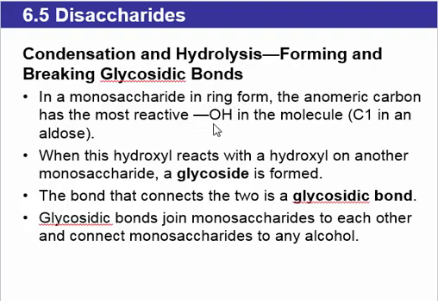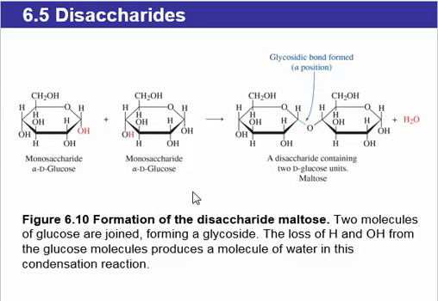The hydroxyl group that is on the anomeric carbon in the ring form is very, very reactive. And this hydroxyl group on the anomeric carbon can react with another hydroxyl group on another molecule. And when those two react, a glycosidic bond forms as well as a water molecule. So anytime two monosaccharides are joined together to form a disaccharide or higher polysaccharide, they are joined together by a glycosidic bond.